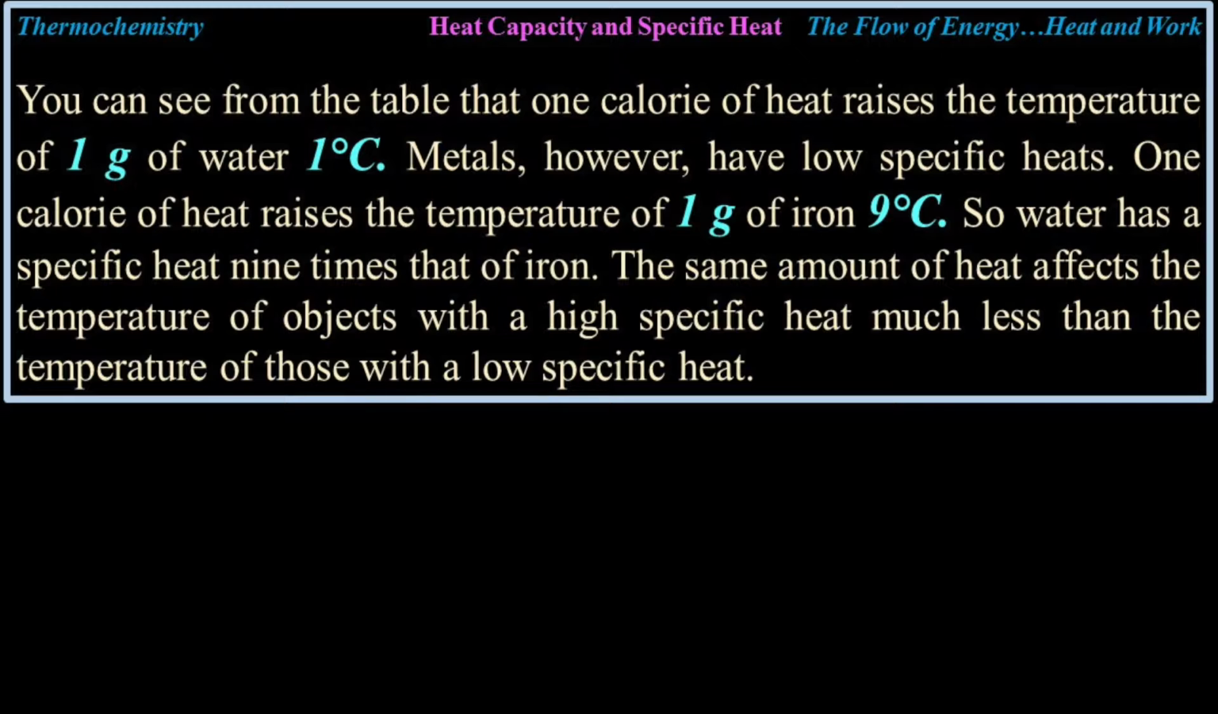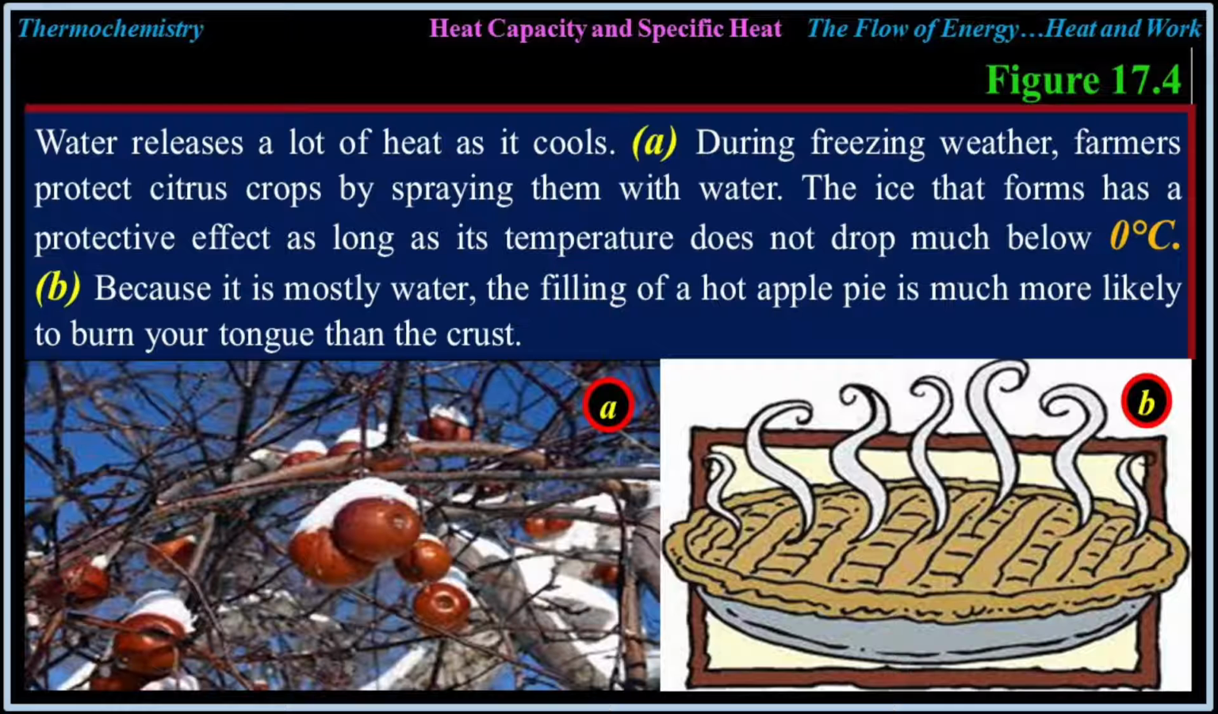Metals, however, have low specific heats. 1 calorie of heat raises the temperature of 1 gram of iron 9 degrees Celsius. So water has a specific heat 9 times that of iron. The same amount of heat affects the temperature of objects with a high specific heat much less than the temperature of those with low specific heat.